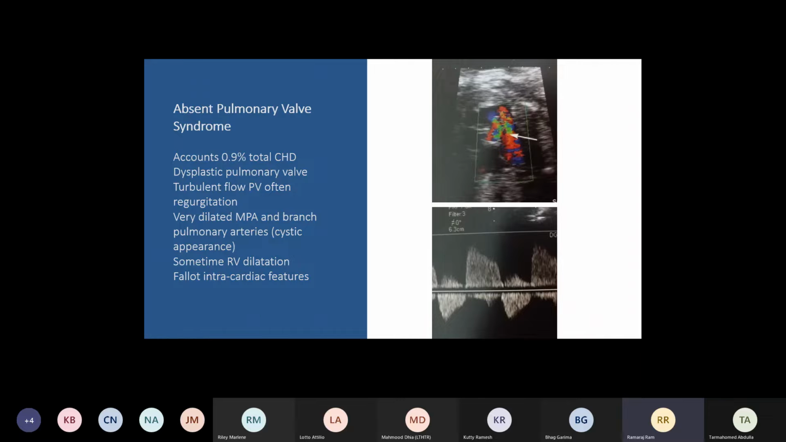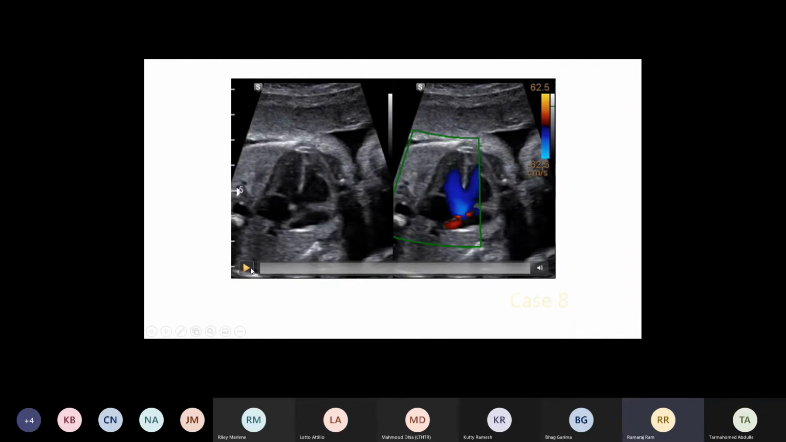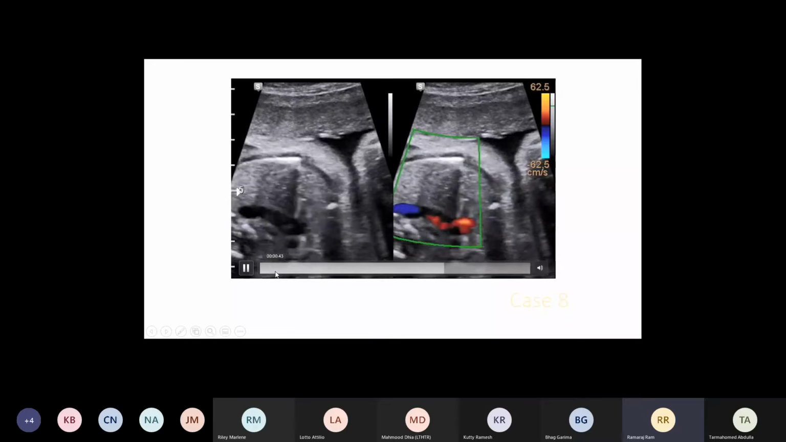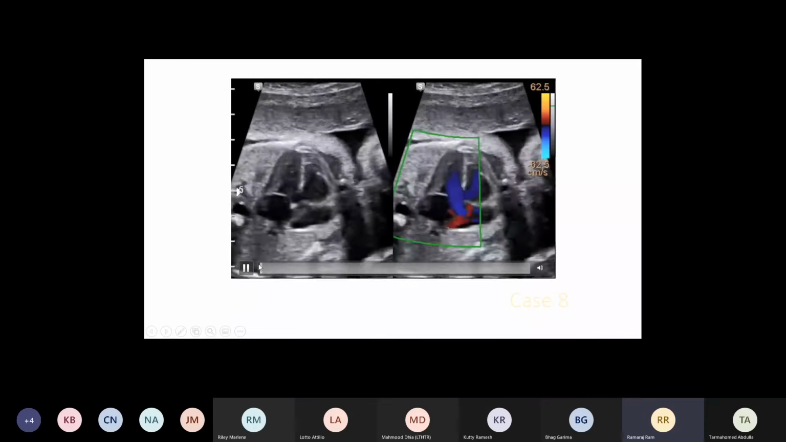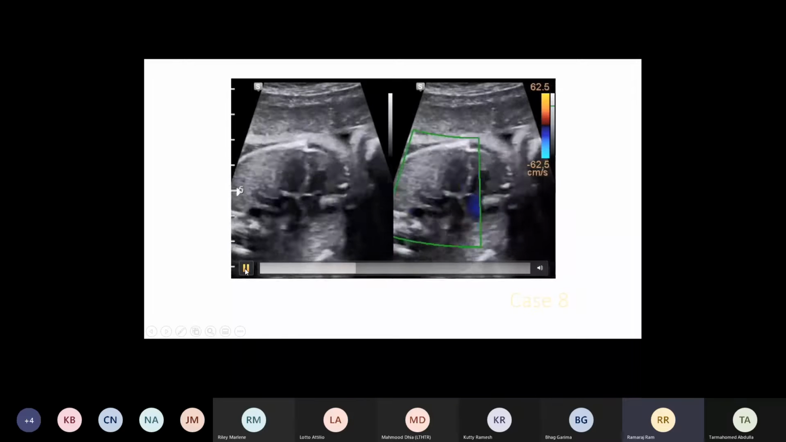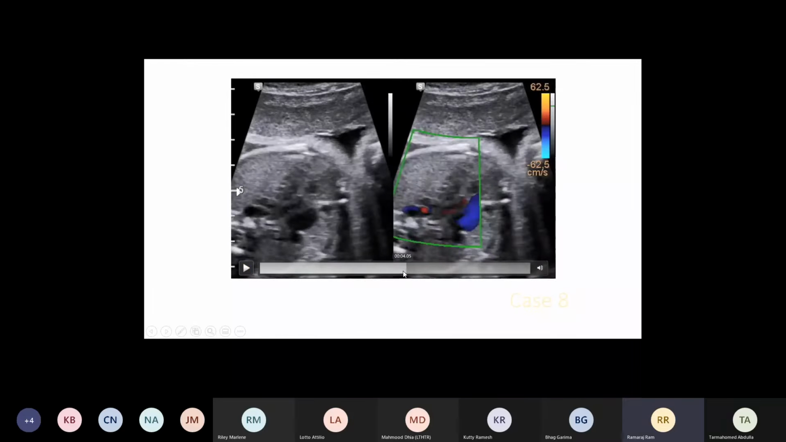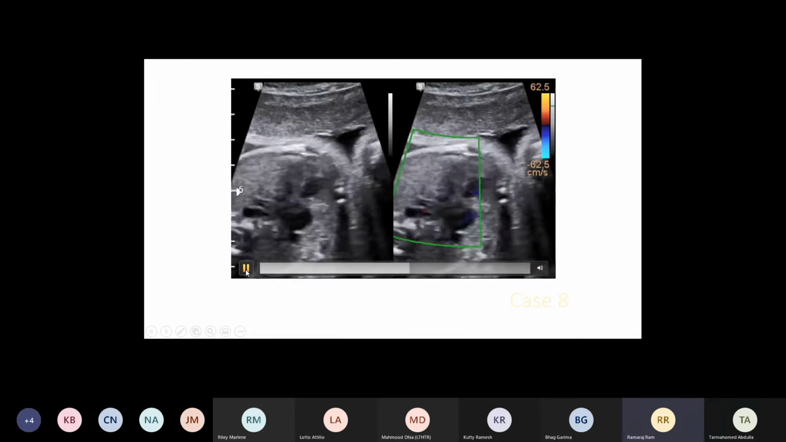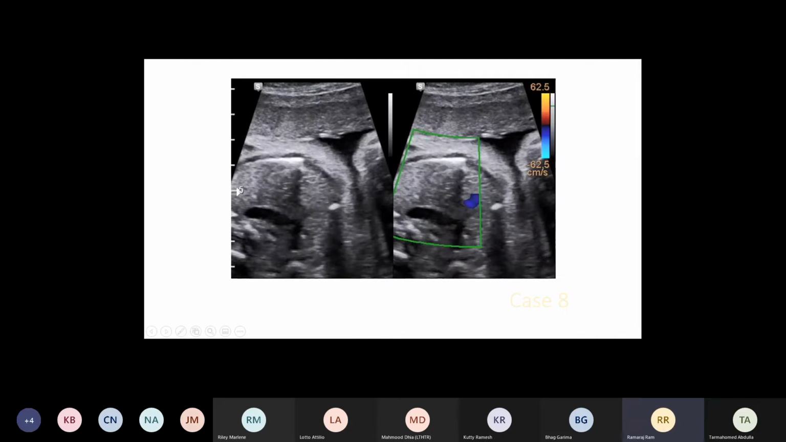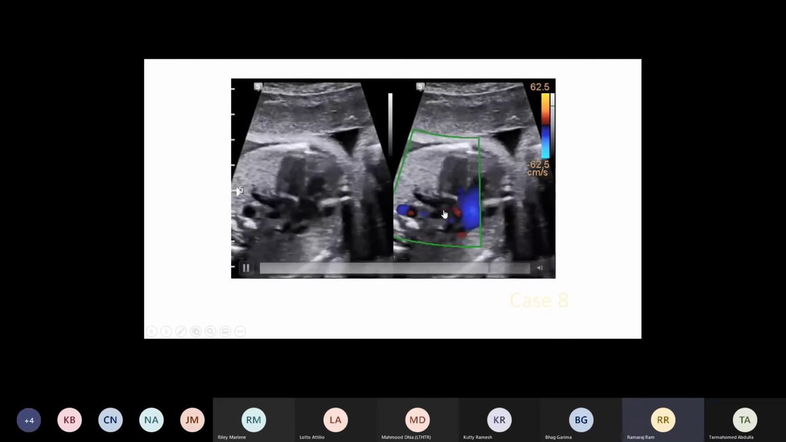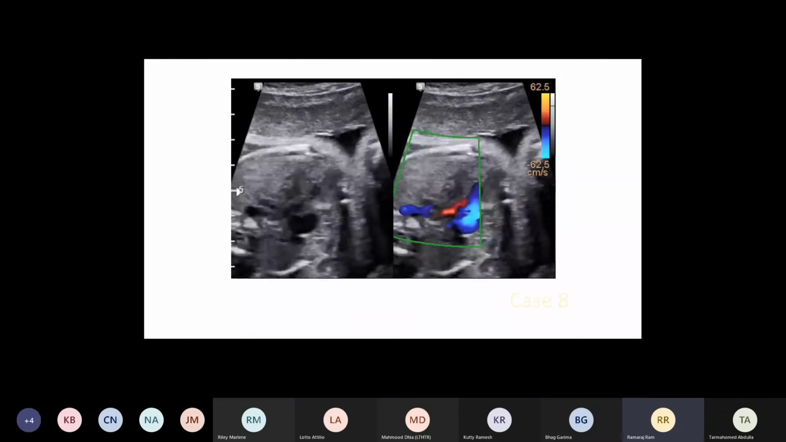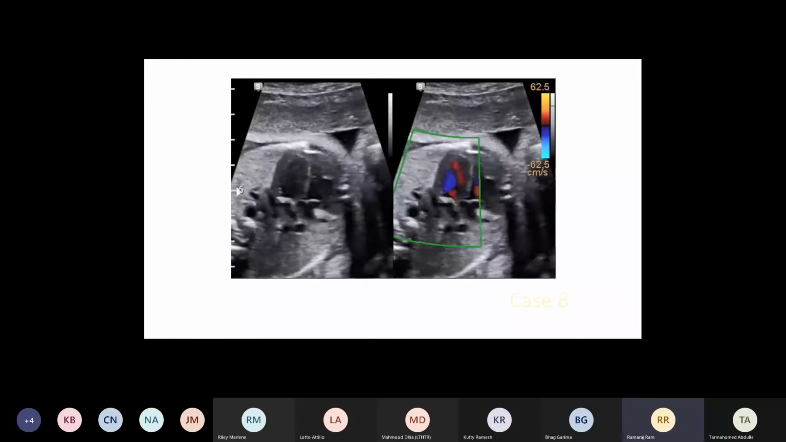Here again, VSD with an overriding aorta. But what you're seeing at the RVOT is a red flow coming towards the RV. So this is Fallot's with a pulmonary atresia type of presentation, which you can suspect here. It's supposed to have same-direction flow. And there is also a small pulmonary artery. Then you have to confirm on your three-vessel view, where you should have reverse flow at the ductal arch.